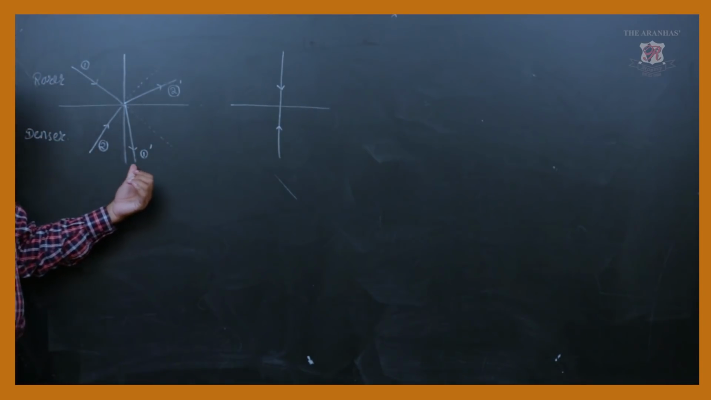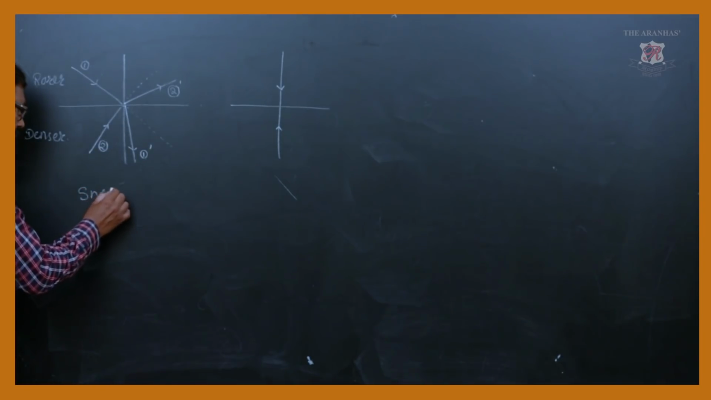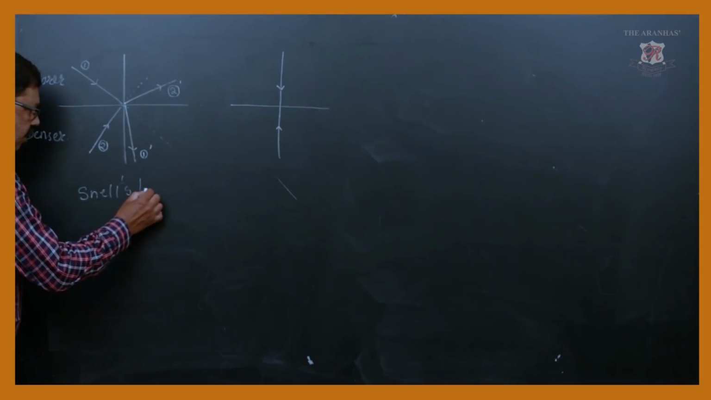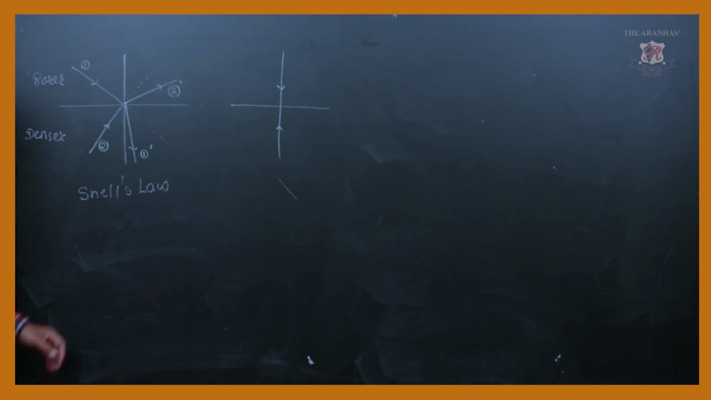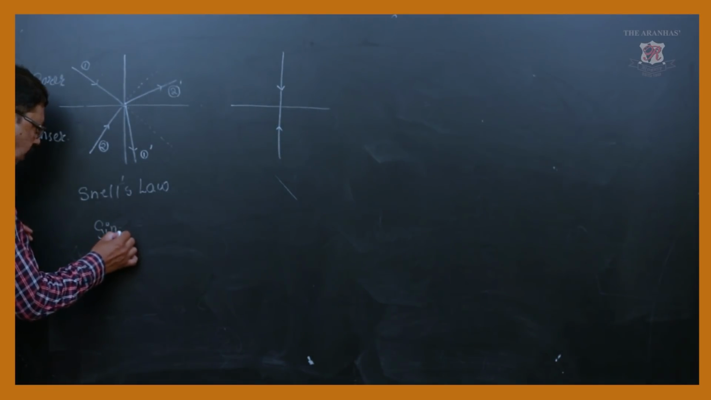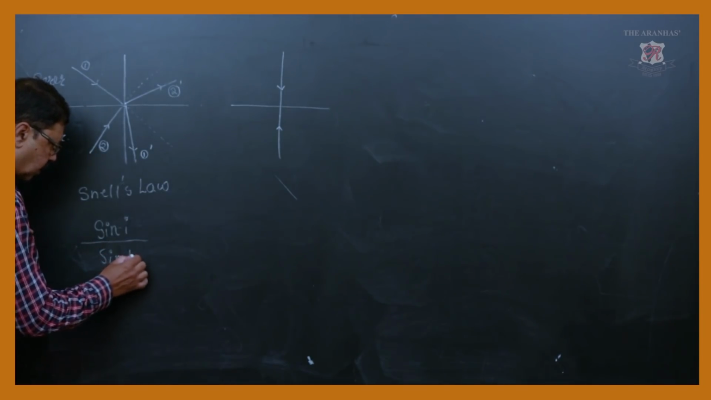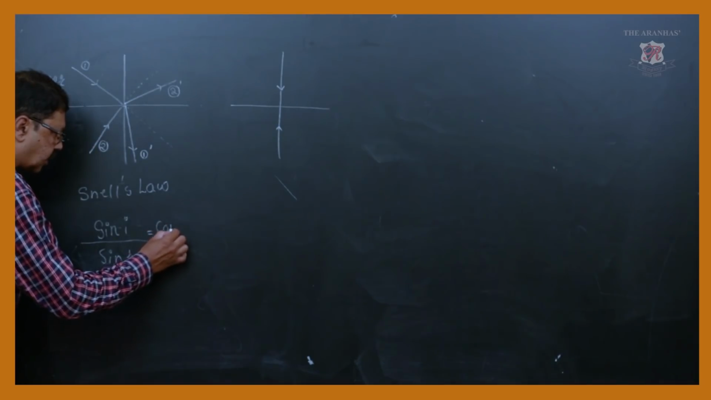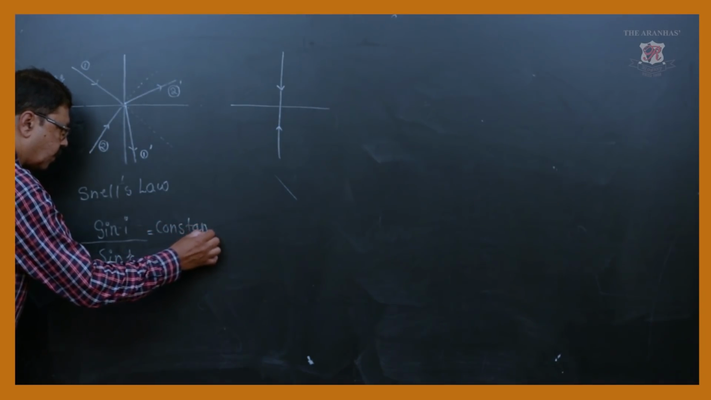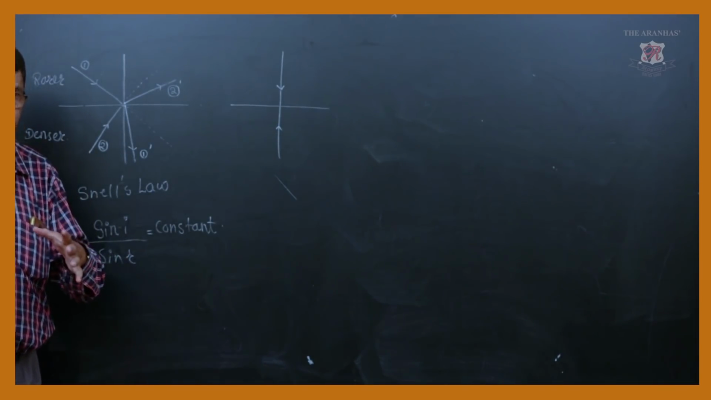In this case, what we have studied before, we have studied 3 laws of refraction. Out of that, the third law was called Snell's law. It says that for a given pair of media, the ratio of sine of angle of incidence to the sine of angle of refraction is always constant. I am repeating the statement, break it into smaller parts, try to understand the concept.